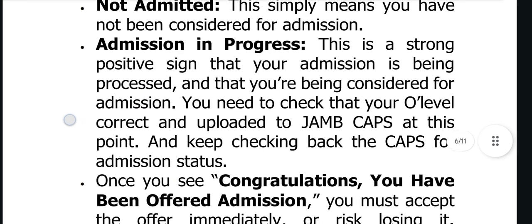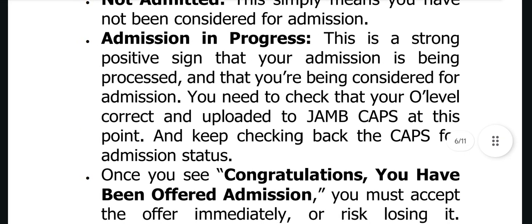The second stage is admission in process, which we call AIP. This is a positive sign that your admission is being processed. The school has considered you for admission. At this point, what you have to do is to check your O-level results, that they have been correctly uploaded to JAMB CAPS. And at this point, all you have to do is to keep checking.